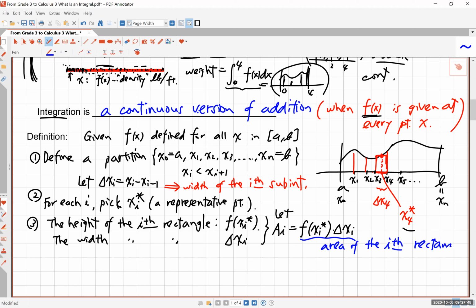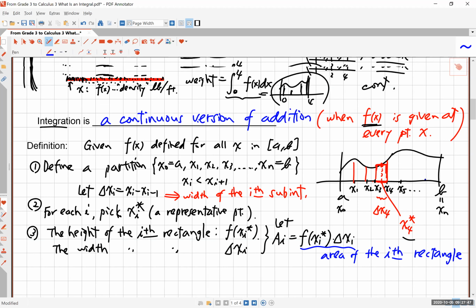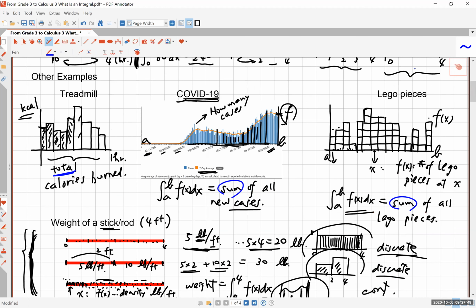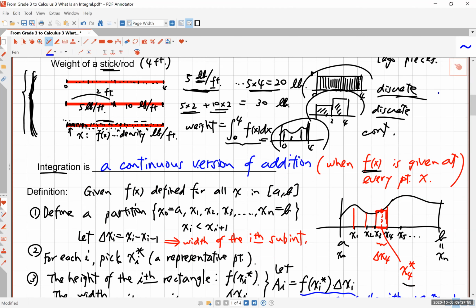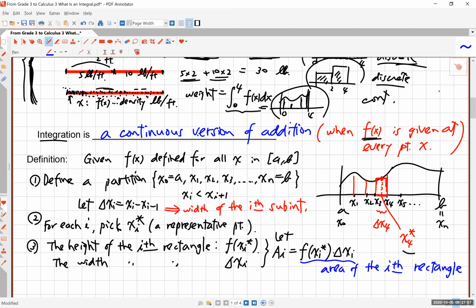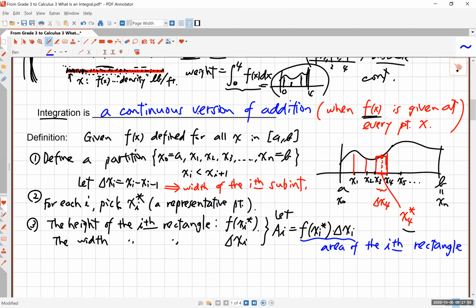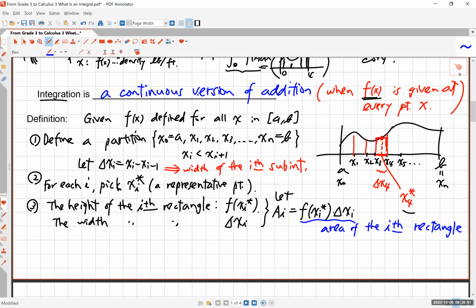You have to be really careful here because when we are trying to define this continuous version of addition, there is no such thing as a continuous sum. So we have to start with some finite addition. We now have n things we are adding together. What n things? We are adding together the n rectangular areas. This is the next step here.